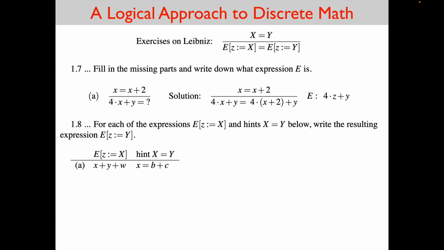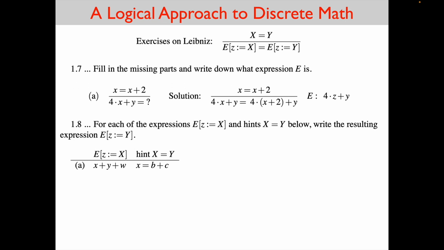All right, so now here's the next exercise, 1.8. For each of the expressions E with z replaced by x, and hence x equals y below, write the resulting expression E with z replaced by y. And then for part A of this exercise, it's the first row of a little table in the exercise itself, where they're giving us e with 0 replaced by x and hint x equals y.